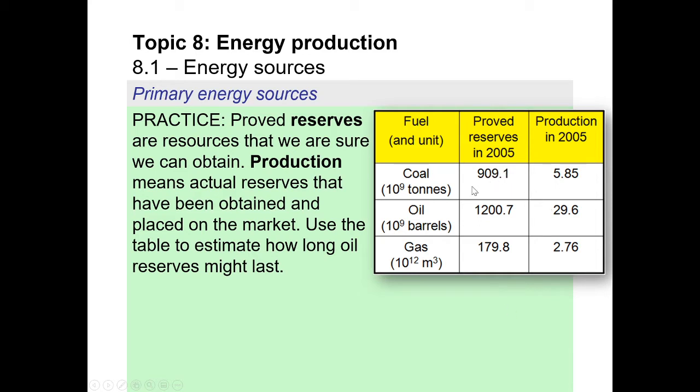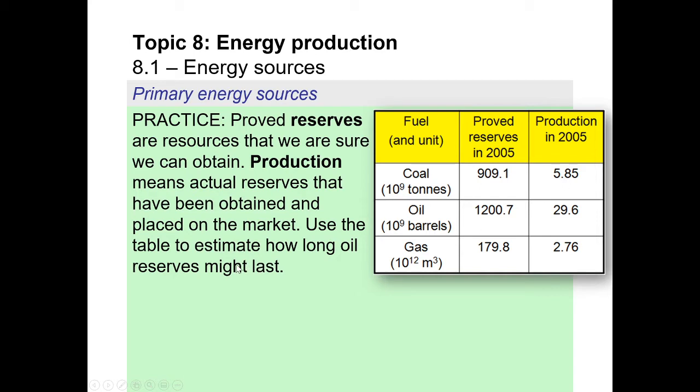Okay, so let's see here. Coal. This is all in 10 to the 9 tons. In 2005, we knew that we had about 909.1 times 10 to the 9 tons of coal. So that means we know that it exists, that we can obtain it. And in 2005, 5.85 times 10 to the 9 tons were used. And of course, we've got the same in oil and gas.